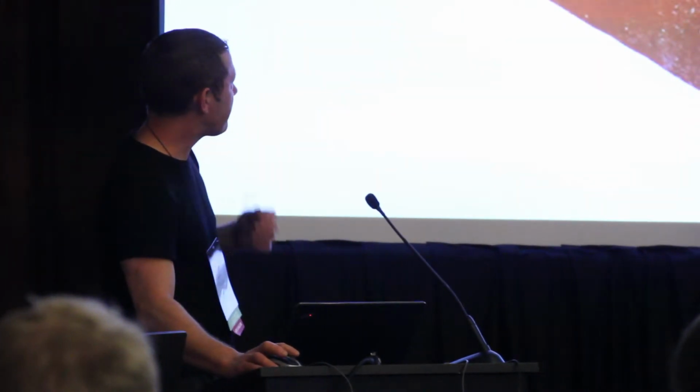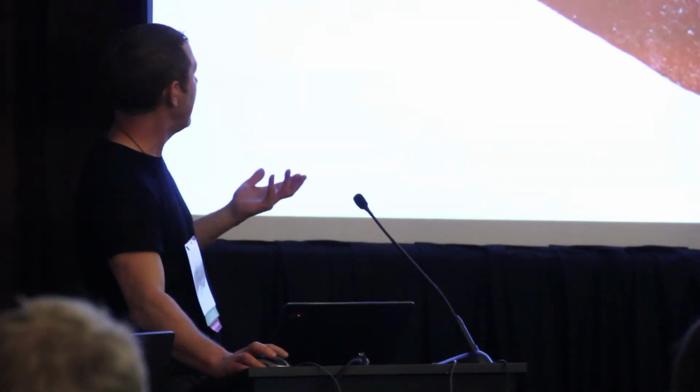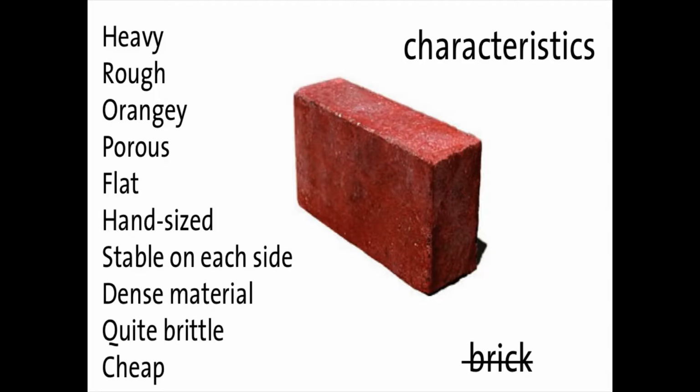So in the famous French painter's words, this isn't a brick. If you think of it in other ways, you can say, actually, what is a brick? So it's heavy, it's rough, it's orangey, it's, I'm sure that is a word, it's porous, it's flat, it's hand size for throwing, it's stable on each side, it's a dense material, it's quite brittle, and it's cheap.